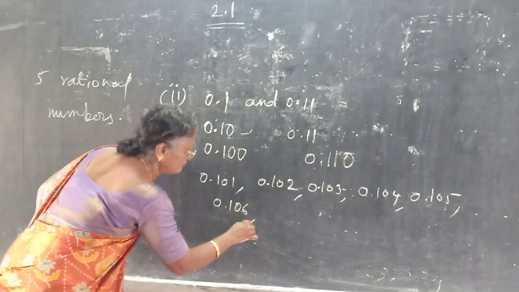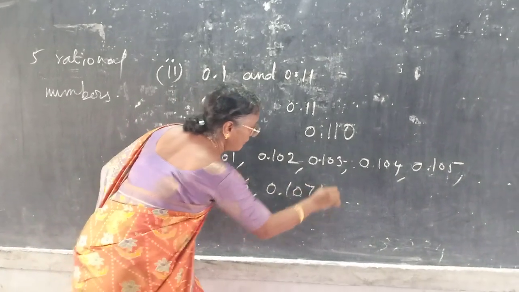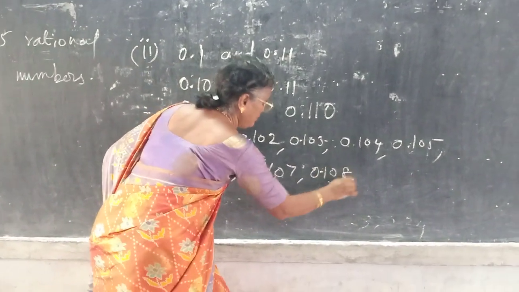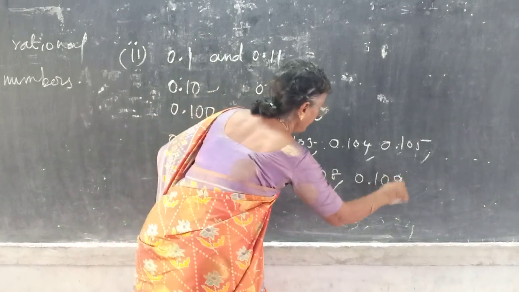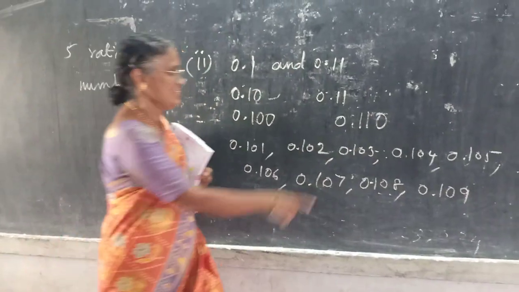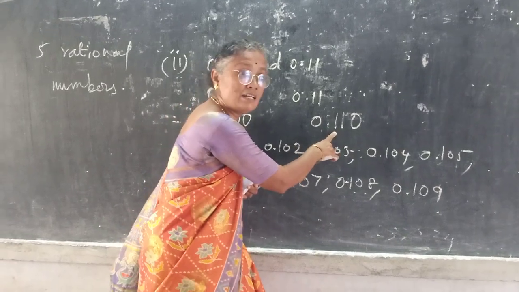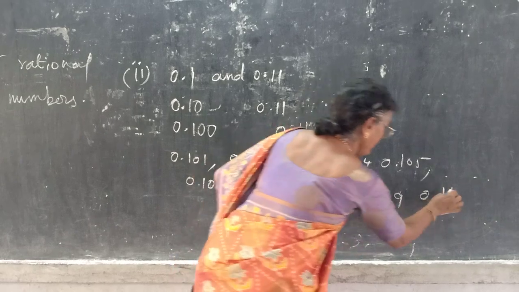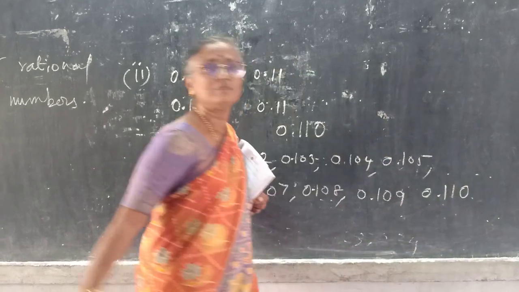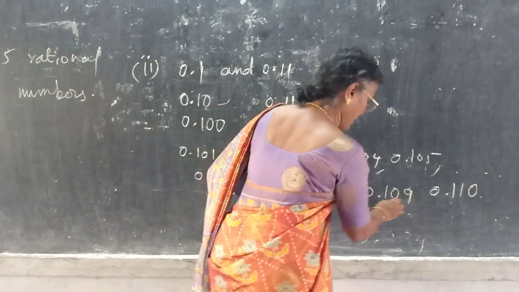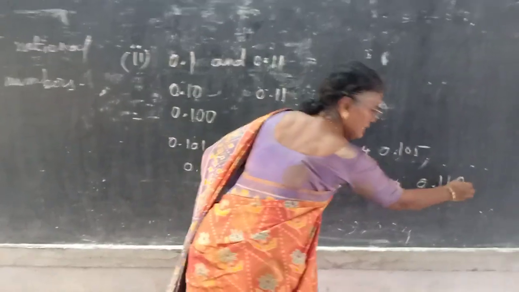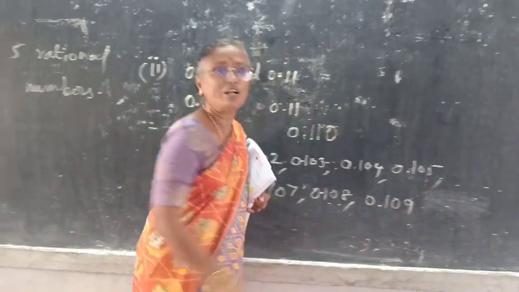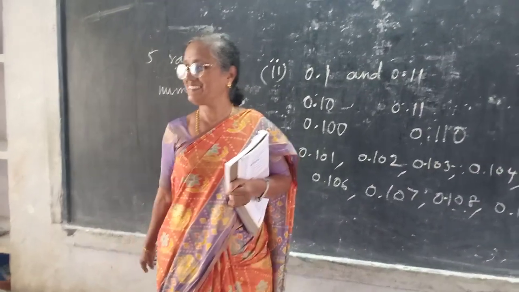0.106, 0.107, 0.108, 0.109. Very good. 0.110. But what did he say? 109, 110. You should not write 110, because it is between.